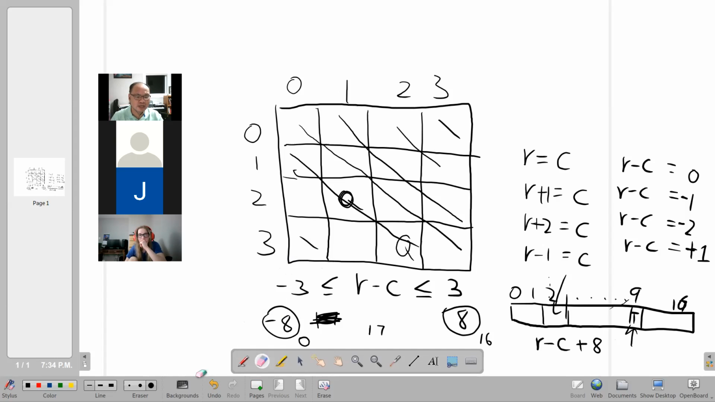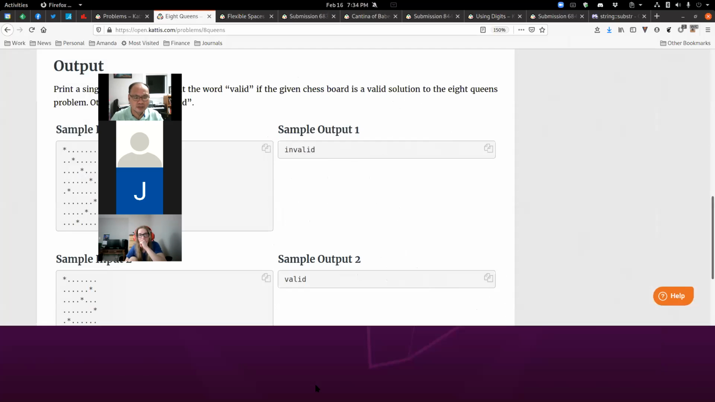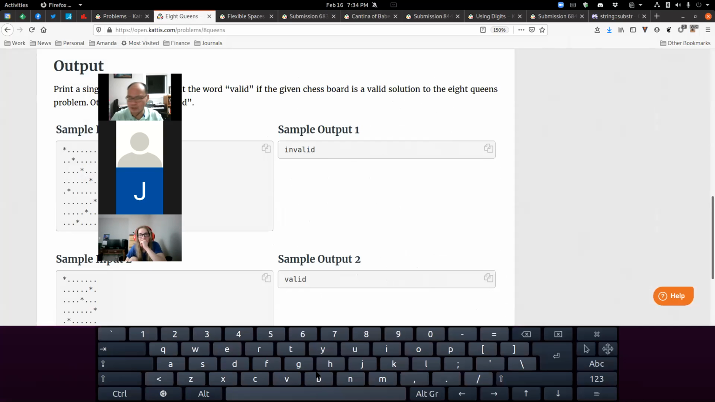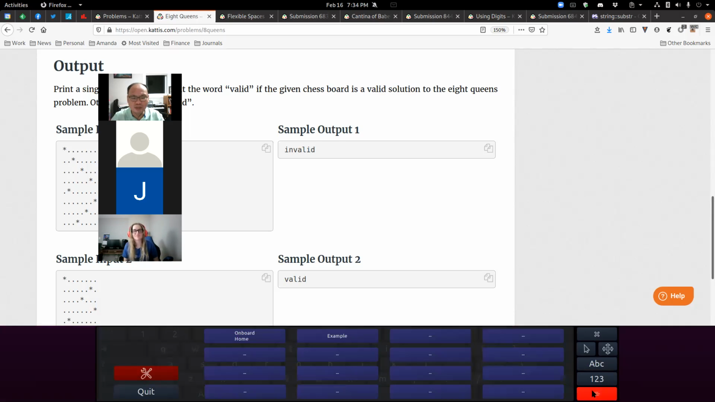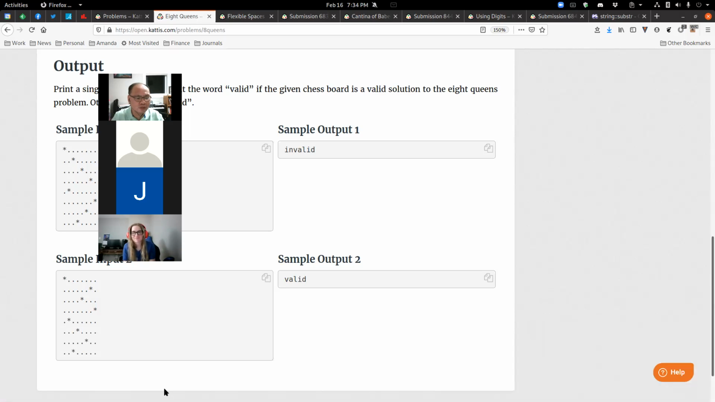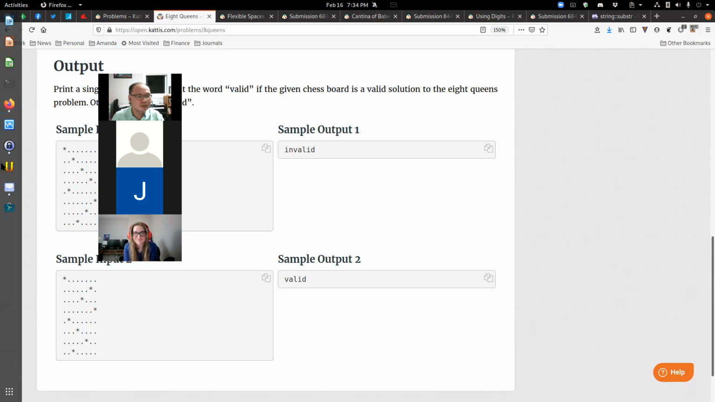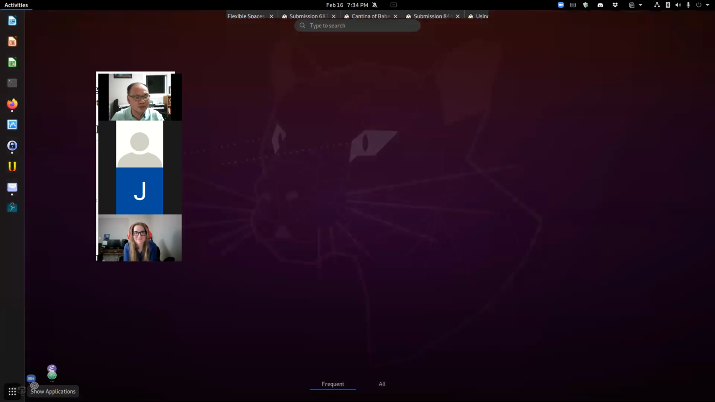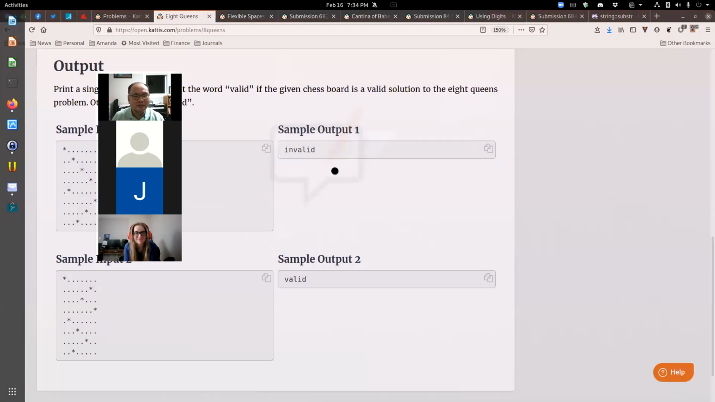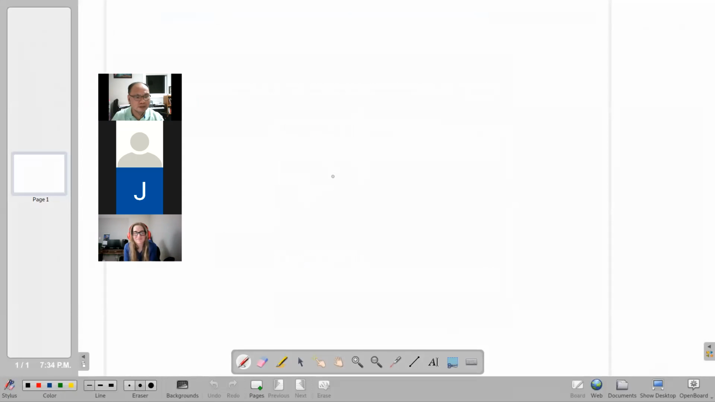Okay, what about the other diagonal? Maybe it's easier if I just erase everything. Whoop, what did I just do? I hit a button that shouldn't have. I have a keyboard now. How do I quit the keyboard? No, did I quit my, oh, I quit my drawing program. Okay, let me try again.